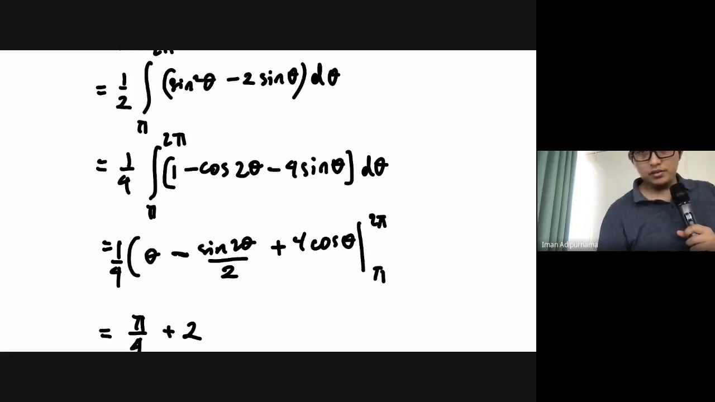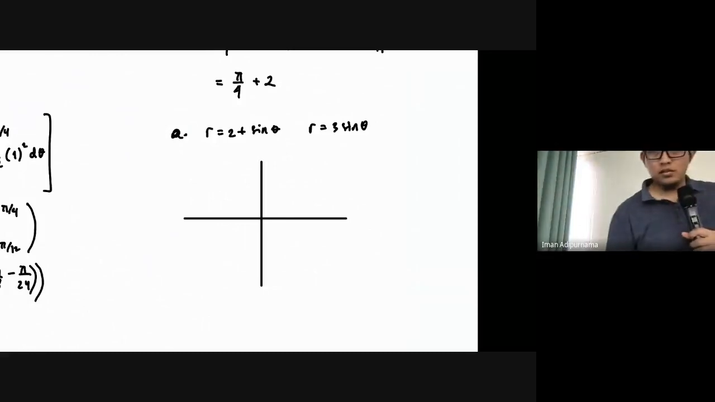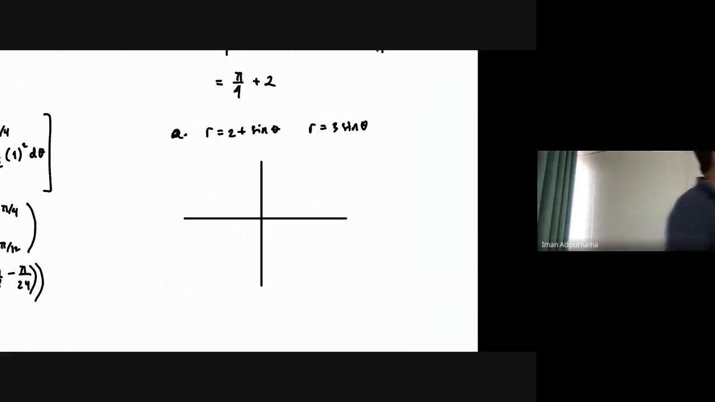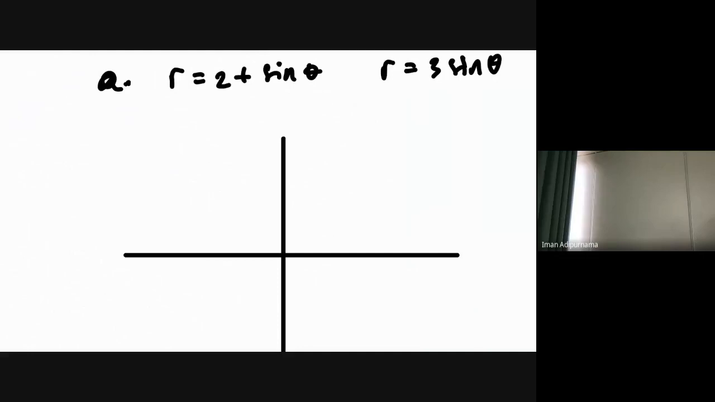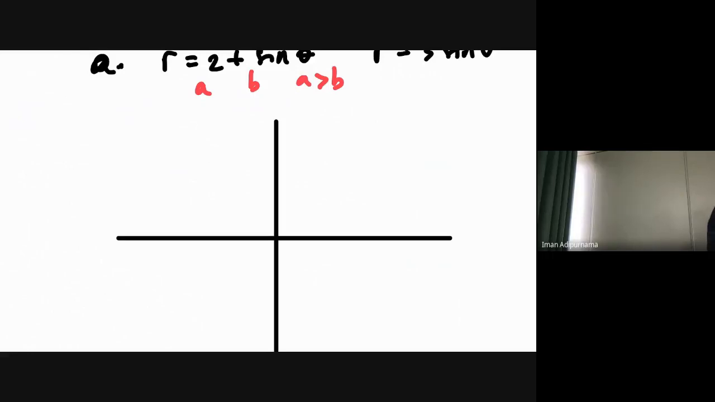Number A, right? Let me write number A. Let me write the equation: r = 2 plus sine theta. First, we need to draw this, and remember it's 2 plus sine, and now it's 2. A is 2 and B is 1. So A is greater than B, and because A is greater than B, it's a dimpled limaçon.